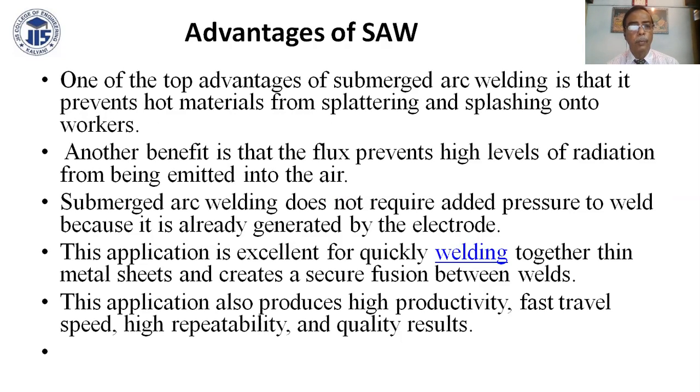Advantages of submerged arc welding. One of the top advantages of submerged arc welding is to prevent hot material from splattering and splashing on the workers. Another benefit is that the flux prevents high levels of radiation from being emitted into the air. Submerged arc welding does not require added pressure to weld because it is already generated by the electrode. This application is excellent for quickly welding together thin metal sheets and creating a secure fusion between the welds. It also produces high productivity, fast travel speed, high repeatability, and quality results.